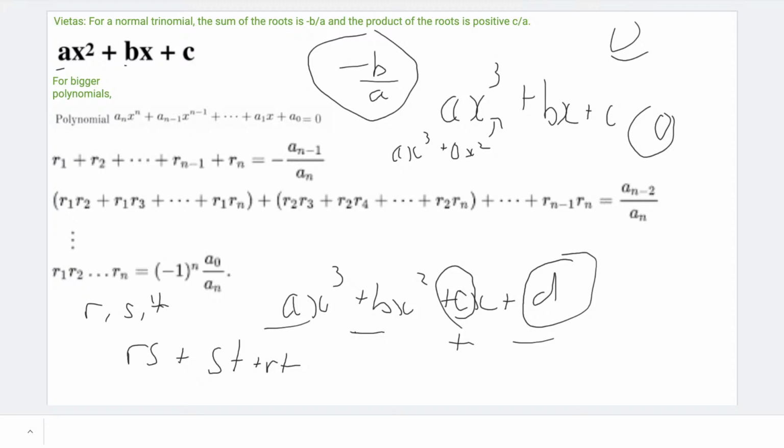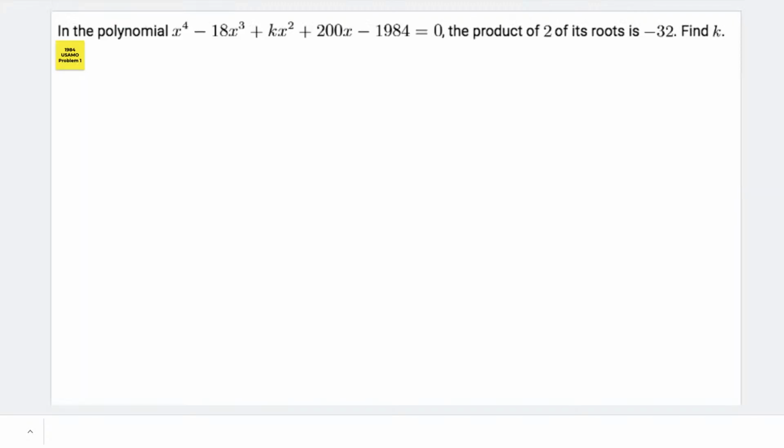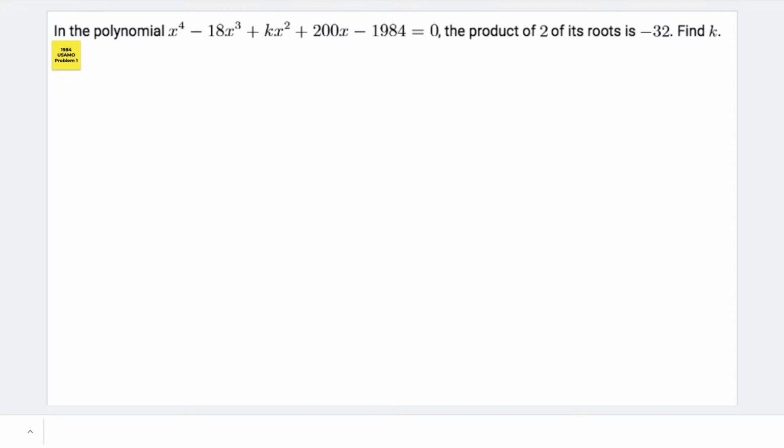And Vieta's is a concept that is much easier to understand when we demonstrate it with an example. So let's do that. This is a problem from 1984, the US AMO. It's problem 1, and it reads, in polynomial x to the power of 4 minus 18x cubed plus k times x squared plus 200x minus 1984, and this equals 0. It says the product of two of its roots is negative 32. Now it's asking us to find k.